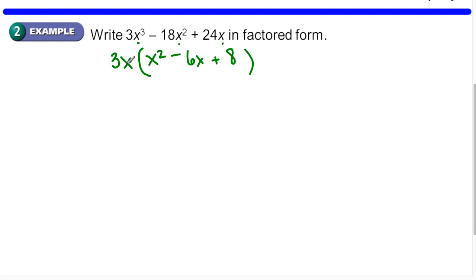Now, again, we're factoring this out because this is an expression, not an equation. If it were an equation, we could divide everything by that 3x, but because this is an expression, we can only factor it out. It has to stay there.